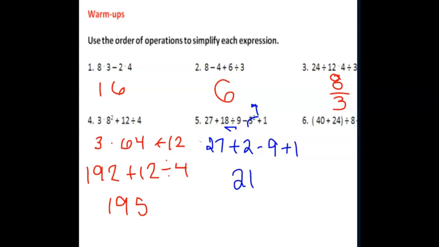Then in number 6, you add first. So 40 plus 24 is 64 divided by 8, which is 8.